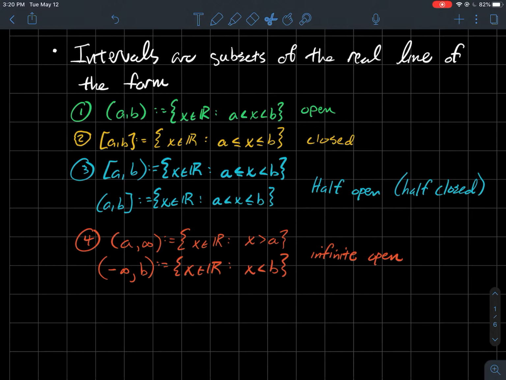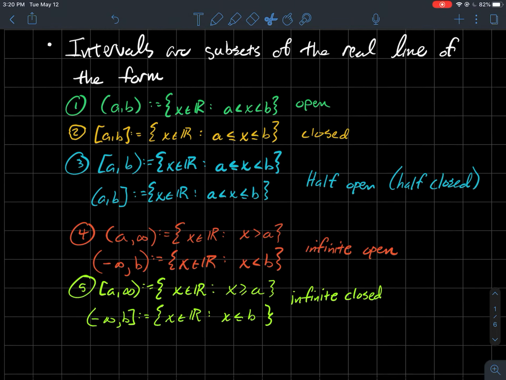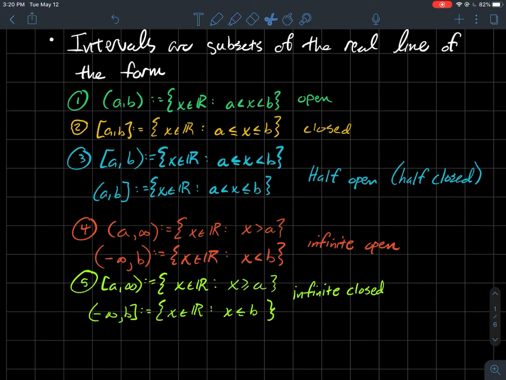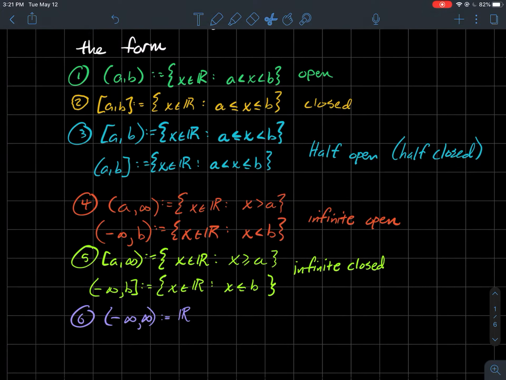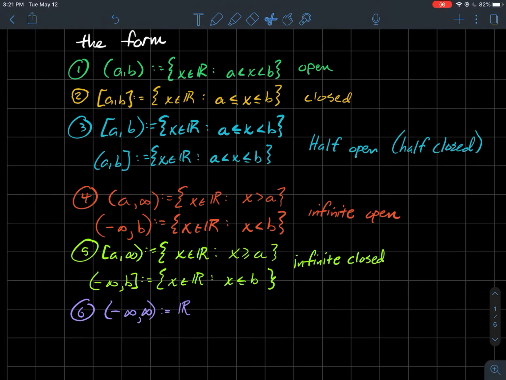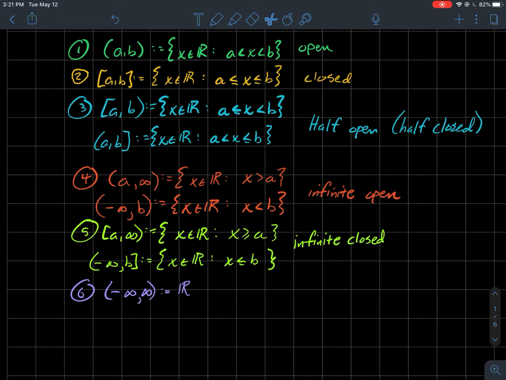Fourth, we'll call these infinite opens down here when you use parentheses on both sides, but you have an infinity on the right or you have a negative infinity on the left. So we'll call that an infinite open interval. Number 5, if you use a parenthesis on the infinity side, so a bracket on the left or a bracket on the right, these are infinite closed intervals. And last, if you had minus infinity to infinity, that's just another way to talk about the real line itself.